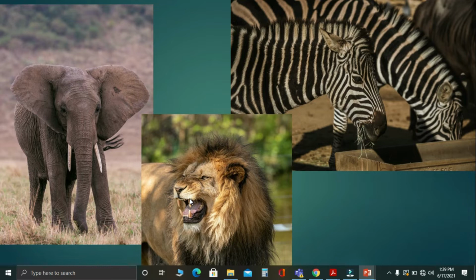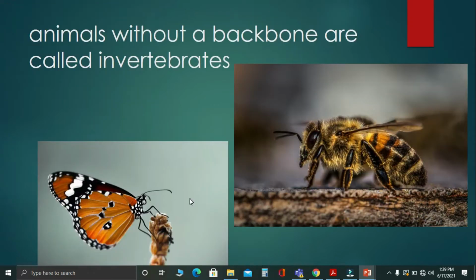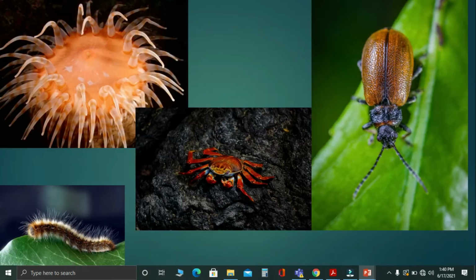Observe them. Now, I will explain animals who don't have a backbone. I told you they are called invertebrates. Who are the invertebrates? They do not have a backbone. Bee, butterfly. These we call insects. These insects do not have a backbone. So, they are called invertebrates.